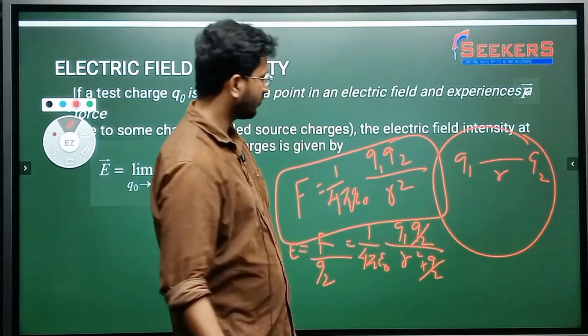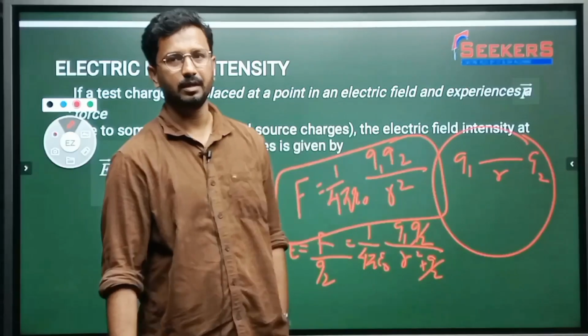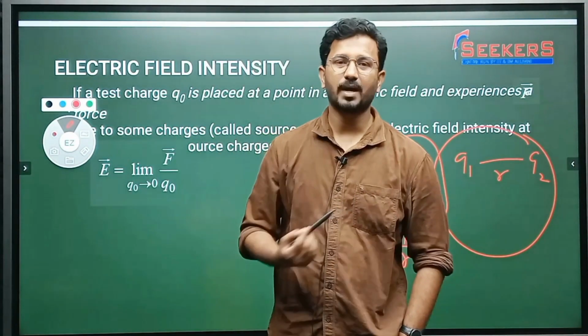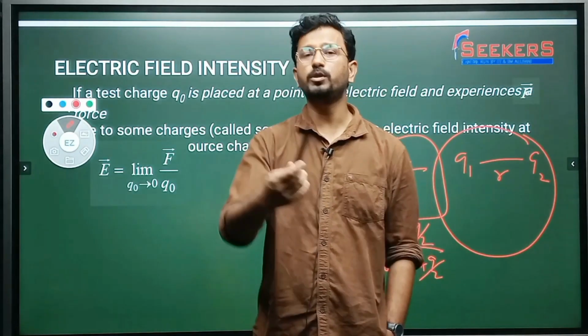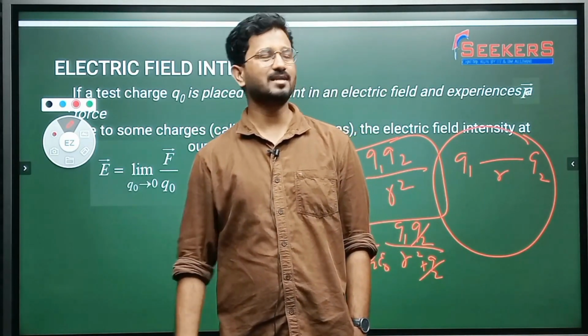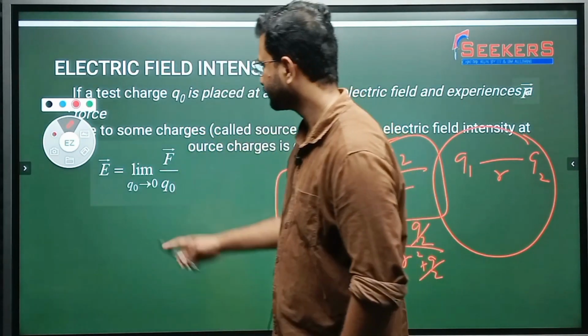Q2 cancels. It became 1 by 4 pi epsilon naught Q1 by R square. So basically, electric field intensity refers to how much force a charged particle can exert on a unit charge particle if it is placed in its own electric field. That is electric field intensity.